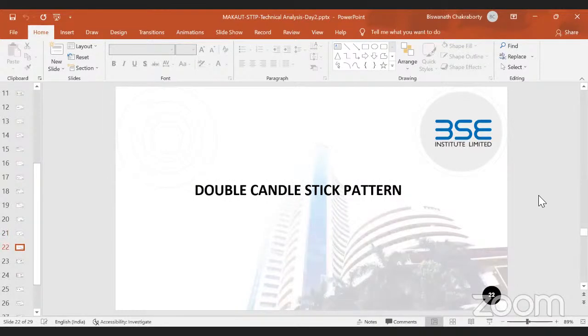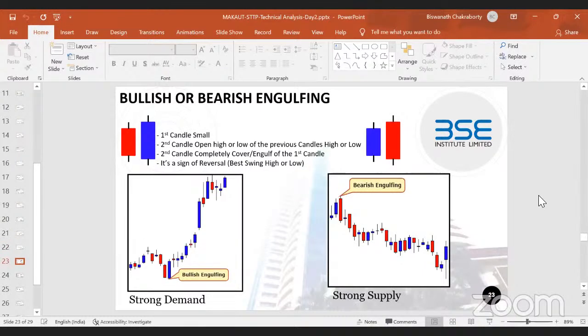Now we're coming into the double candlestick pattern. And this candlestick pattern, basically I preferred most. This is an engulfing candle. So the engulfing candle can be either bullish or bearish.